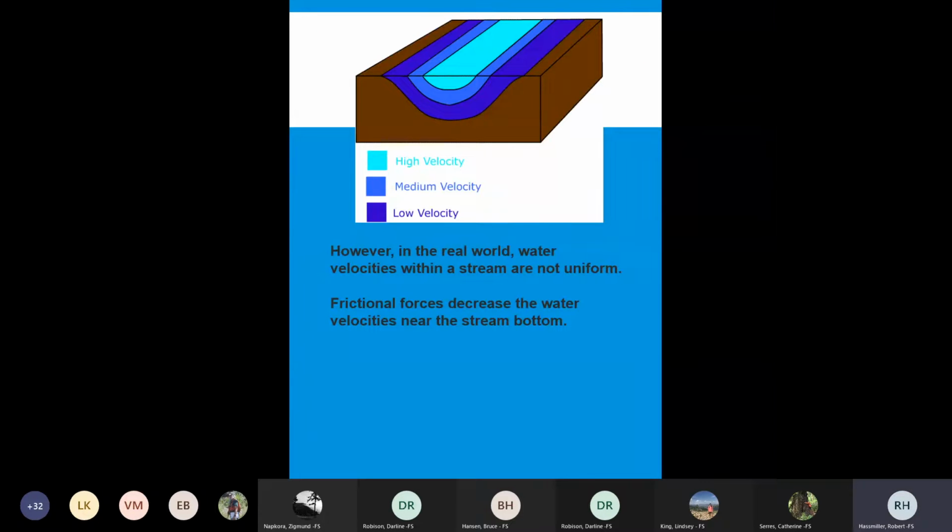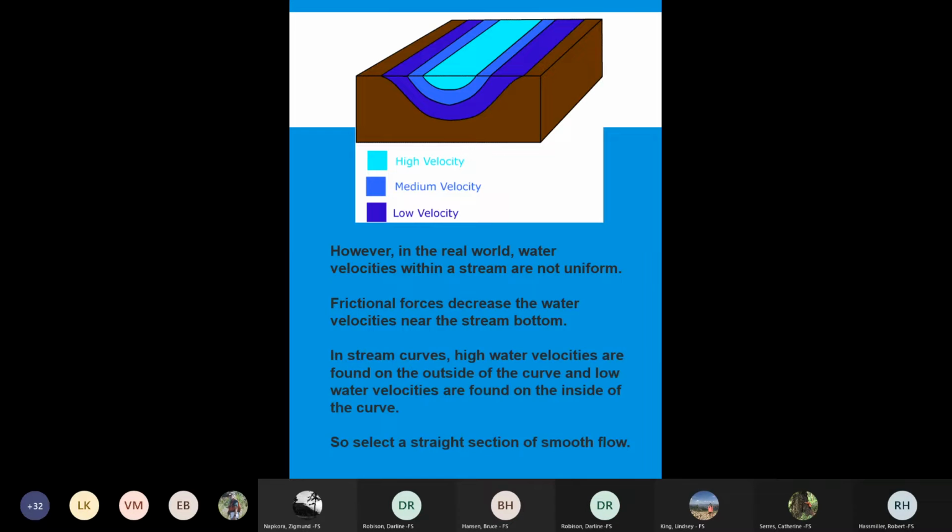Let's look at velocities out in nature. Imagine rocks protruding through the stream bed. As water runs past that, it creates roughness that dissipates energy, and it causes friction. And then also, please remember yesterday from those bankfull diagrams of how velocity works around meanders. What we get is higher velocities on the outside of the curves and lower velocities on the inside.